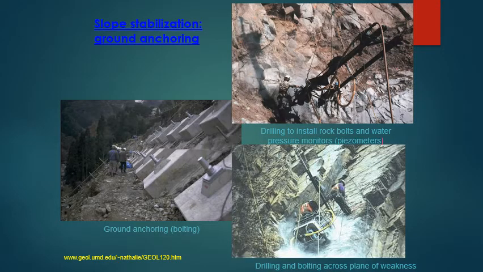Example of slope stabilization technology, ground anchoring. This is a rock bolt. This is the way they install the rock bolts, by drilling into the rocks, putting pressure monitors or piezometers. They also put rock bolts across planes of weakness.